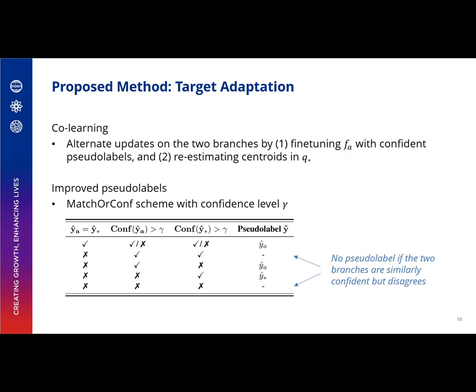improve the other branch. We design a simple match or conf scheme to combine predictions from the two branches for target pseudolabeling. For each target sample, the more confident branch assigns the pseudolabel. No pseudolabel is assigned if the two branches are similarly confident but predict differently.